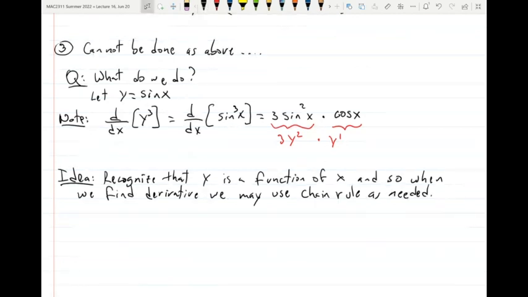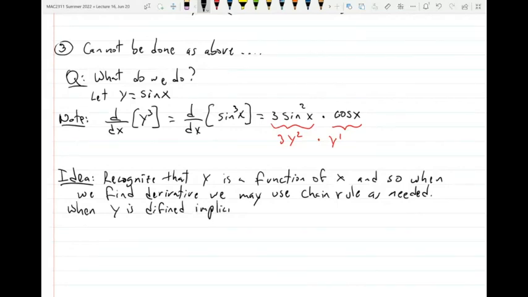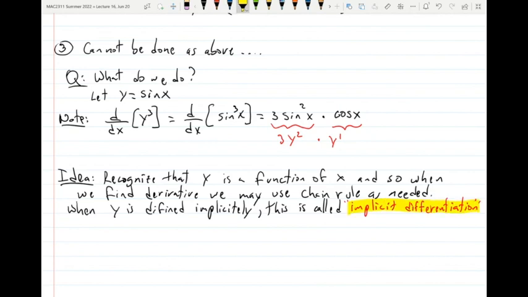Okay? So when y is defined implicitly, this is called implicit differentiation. Okay, so let's do some examples so you can see the technique. But basically, it's really nothing new.